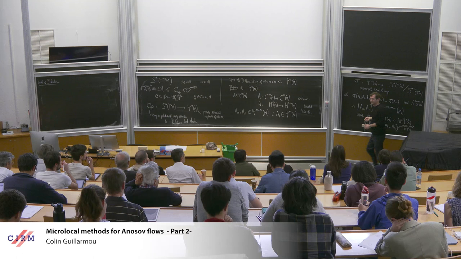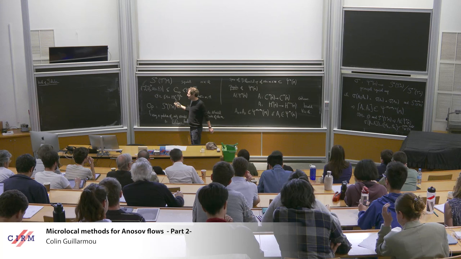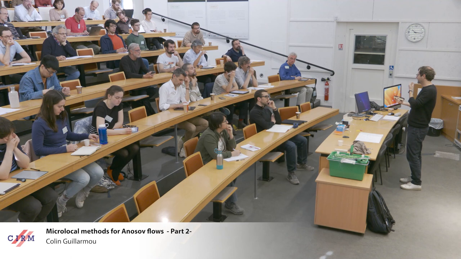So the full symbol somehow is not really well defined. It really depends on the choice of coordinates, but the principal term is well defined as an object on the cotangent bundle. If you change coordinates, it changes just like a function, a good function in this space.